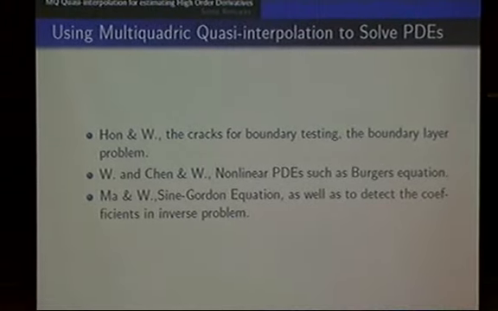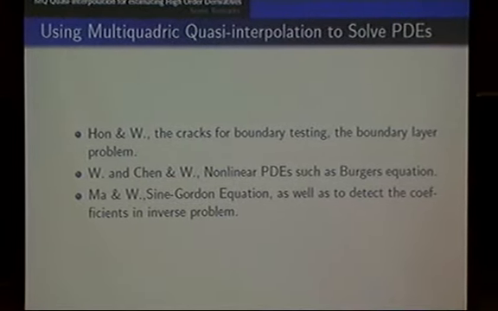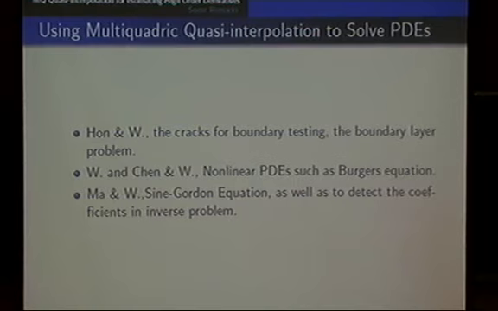And Benny Hon and myself used the quasi-interpolation for the numeric solution of PDEs. For example, the cracks of the boundary testing, the boundary layer problem, and so on. And myself and my former students applied the MQ quasi-interpolation to nonlinear PDEs such as Burgers' equation and so on. That's the sine-Gordon equation.